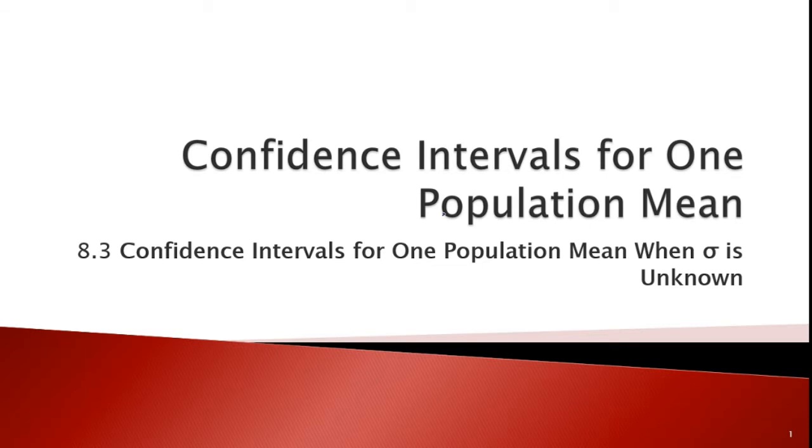Today I'm going to continue my lecture 8, chapter 8. Today I do chapter 8.3. Still we are in the confidence interval section for one population mean. In this case, sigma is unknown. If you remember chapter 8.2, we discussed the situation when sigma is known, but now sigma is unknown.